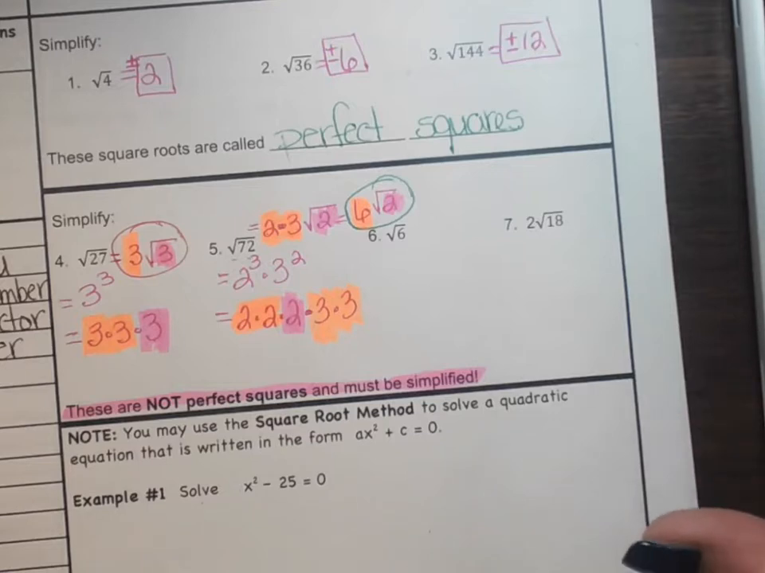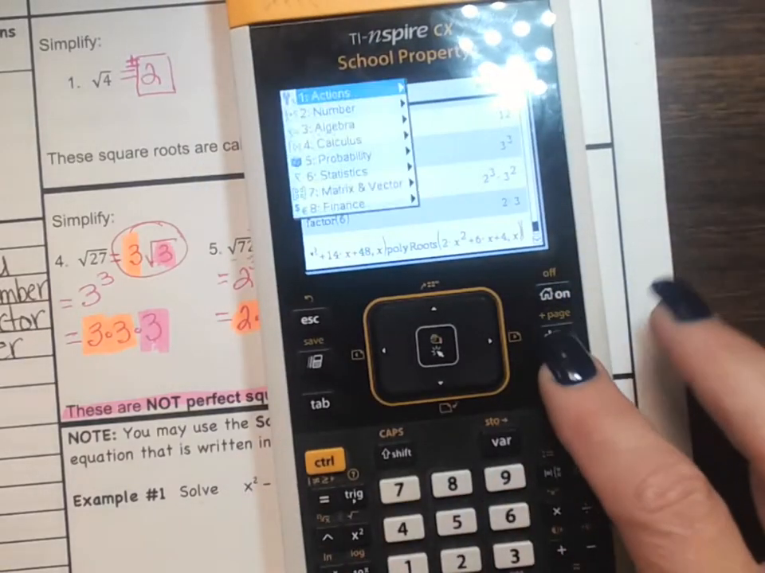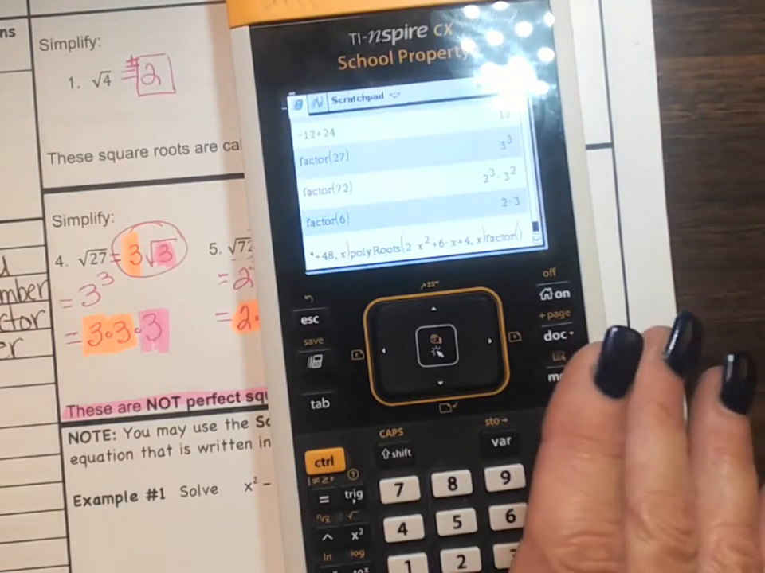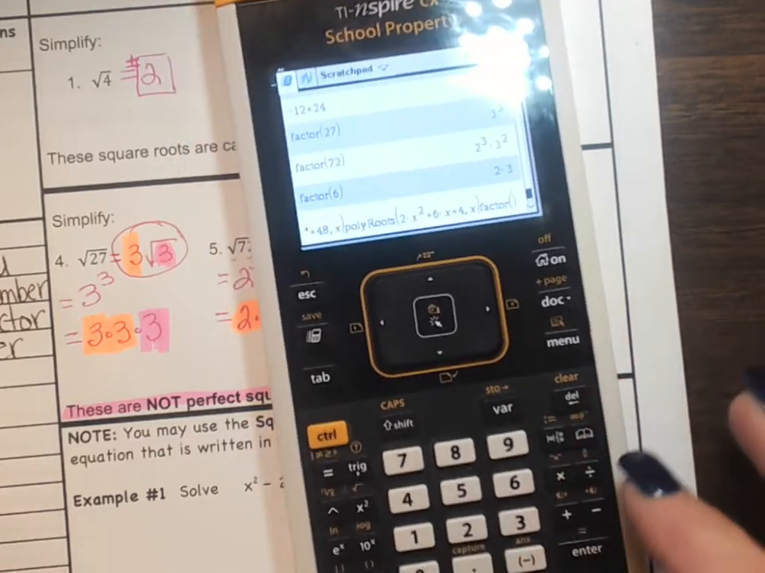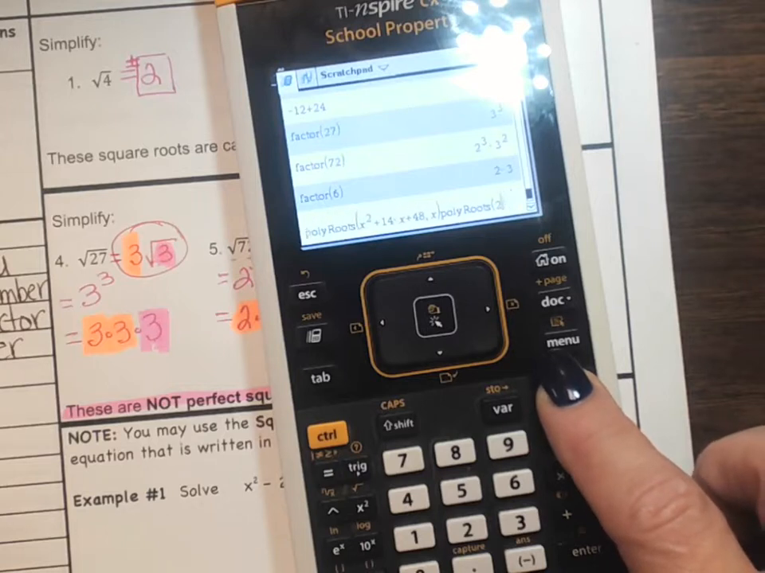So we're here on calculate. I'm going to go menu, 2 for number, 3 for factor, and my number that I'm looking for is 6. Sorry, guys. Let me delete this. I did too much at once on this problem. So let's try it again.